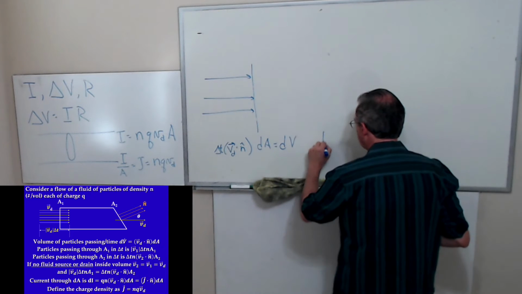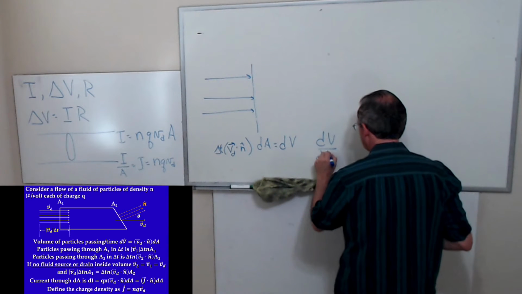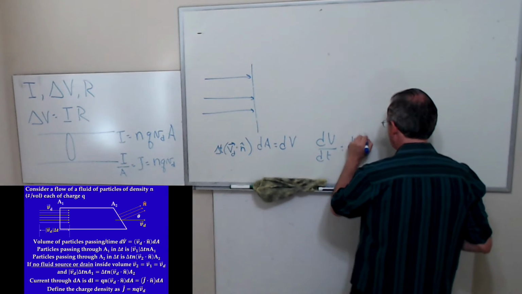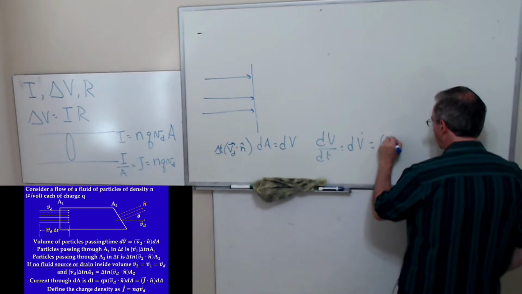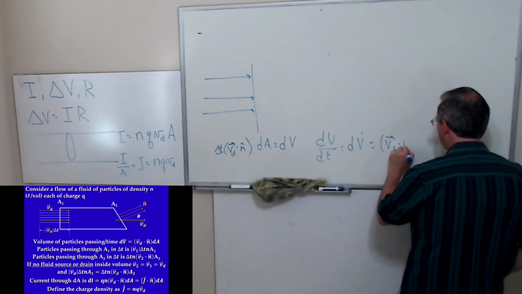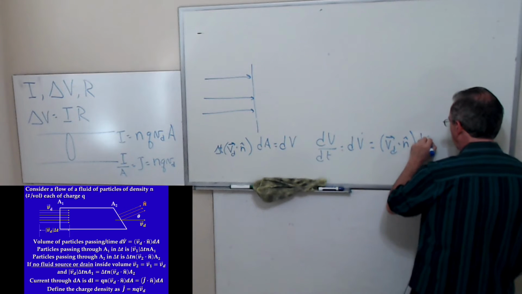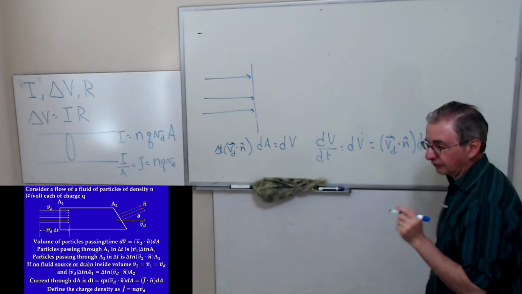And so dV/dt is just v dot n dA. So that's where I got that first expression.